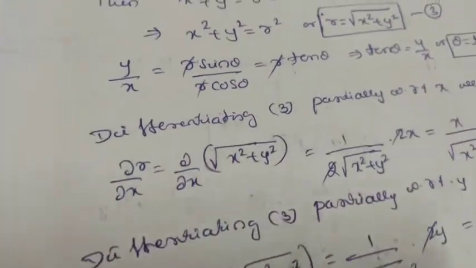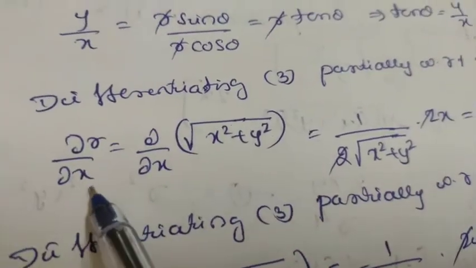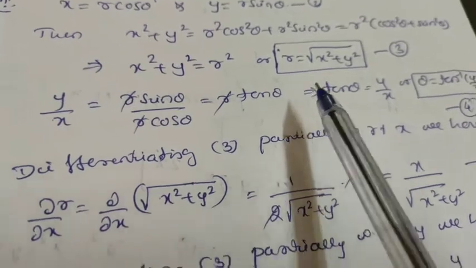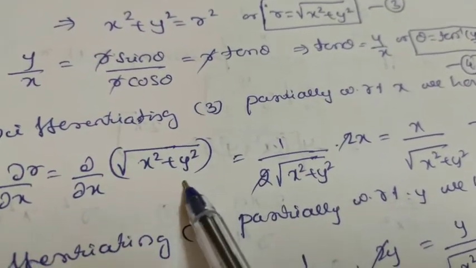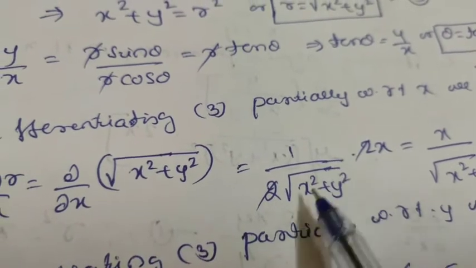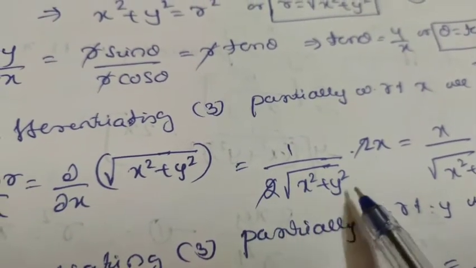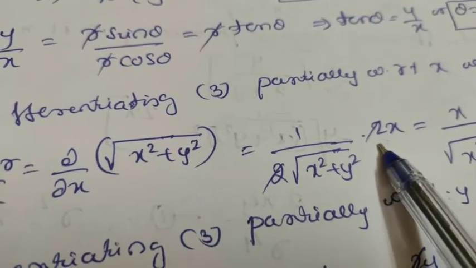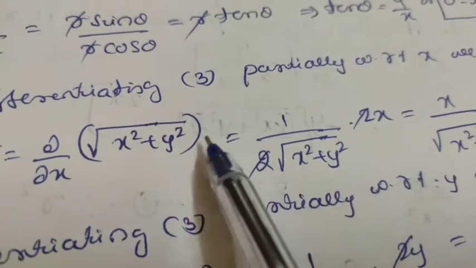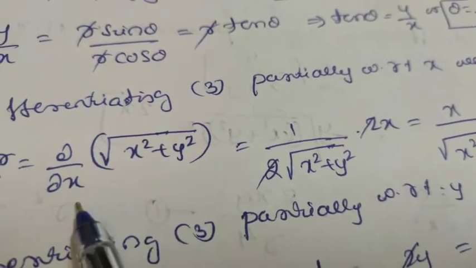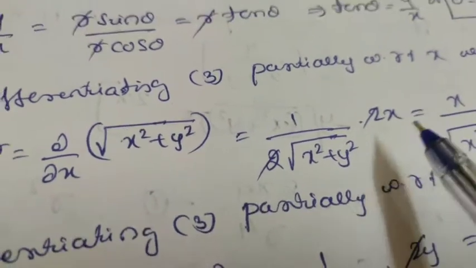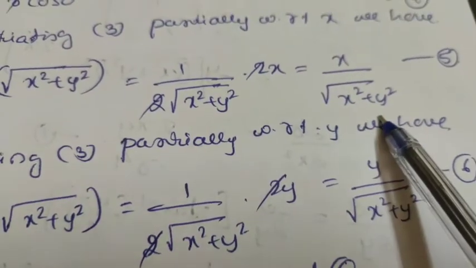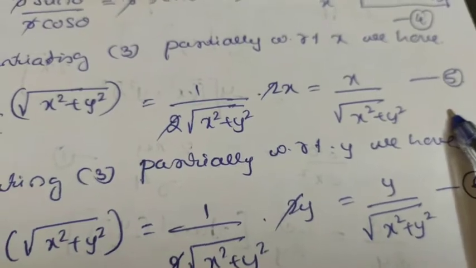Let us consider dou r by dou x. It is equal to dou by dou x of under root of x square plus y square, because this is the value of r. Let us differentiate this partially with respect to x. As we know, derivative of root x is 1 by 2 root x. So in place of x, what we have is x square plus y square. So to differentiate this x square plus y square, once again partially with respect to x, derivative of x square is 2x, and derivative of y square with respect to x partially is 0. Only we have 2x. This 2 gets cancelled. We have only x divided by under root of x square plus y square. Take this as equation number 5.